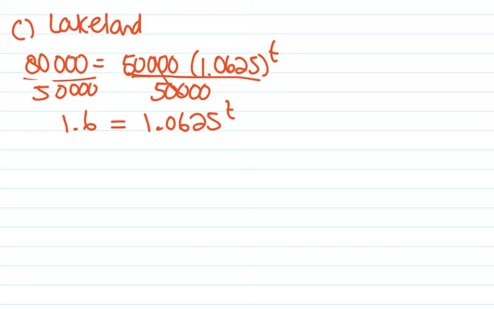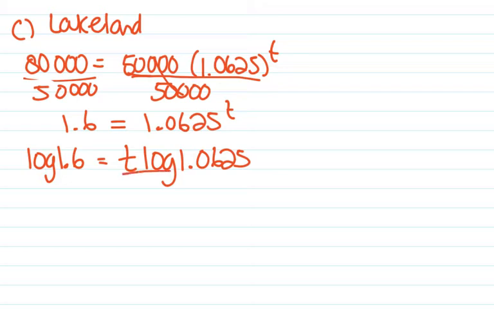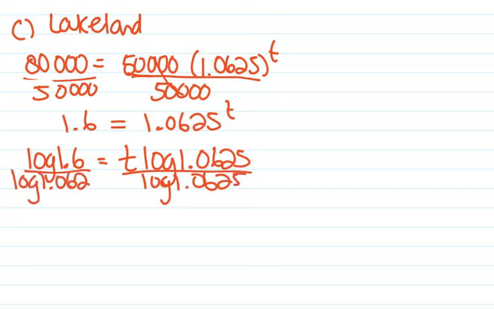We'll take the common logarithm of both sides, so log 1.6 equals, bring that t down to the front, t log 1.0625. In order to isolate t, I'll divide both sides by log 1.0625. So using your calculator, log 1.6 divided by log 1.0625 is 7.75 years. So in order to get $80,000 using the Lakeland investment, it will take 7.75 years.